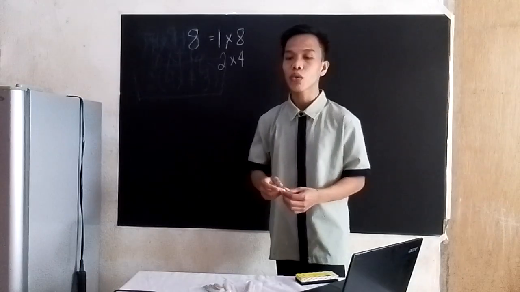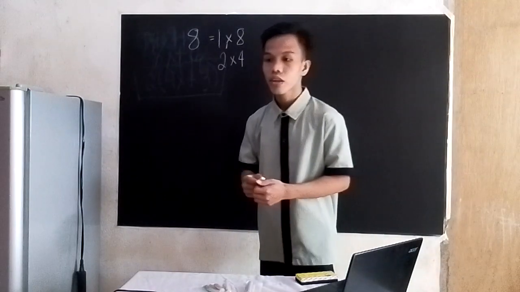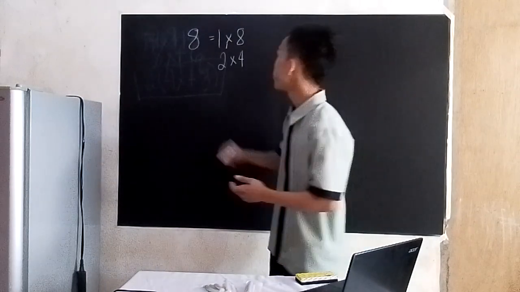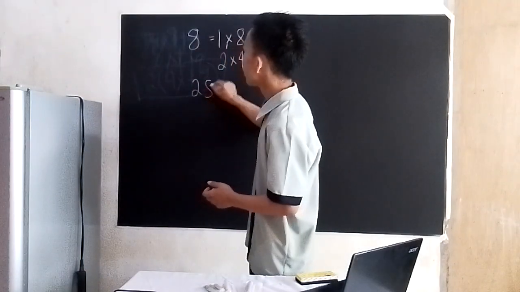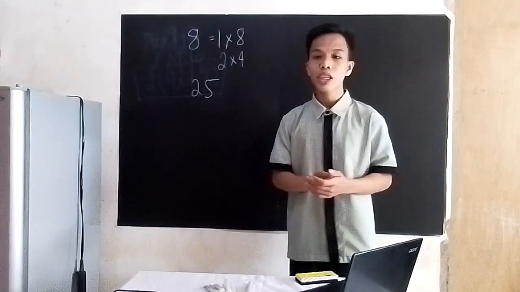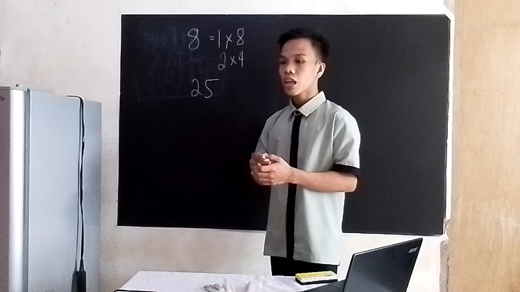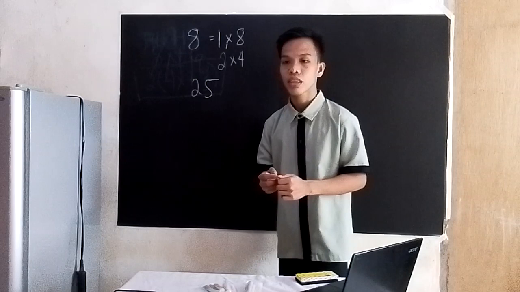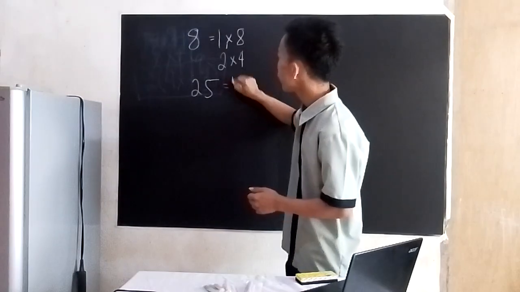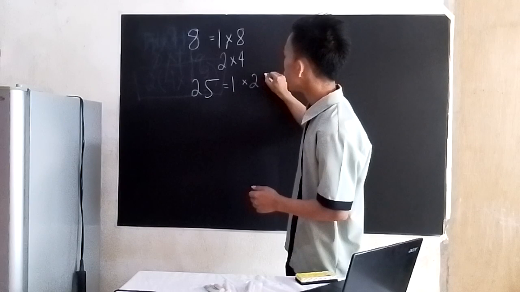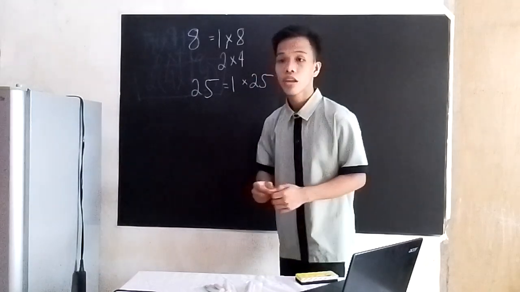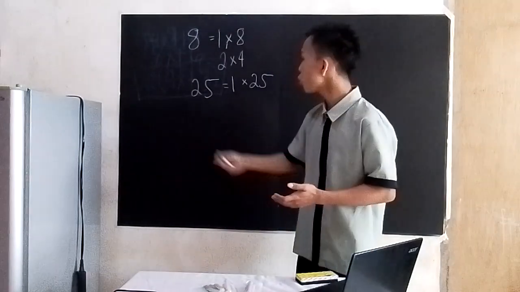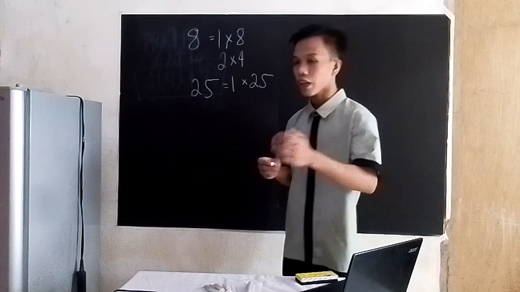So let's proceed now to our activity. The first number is 25. What numbers when you multiply, the result is 25? Yes, Majuline. That's right, 1 times 25. Another. Do we have another number that when we multiply, the result is 25? That's right, 5 times 5.